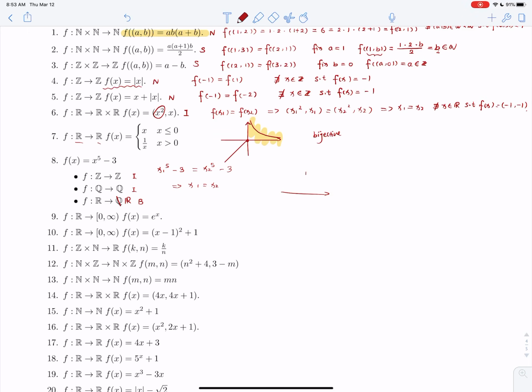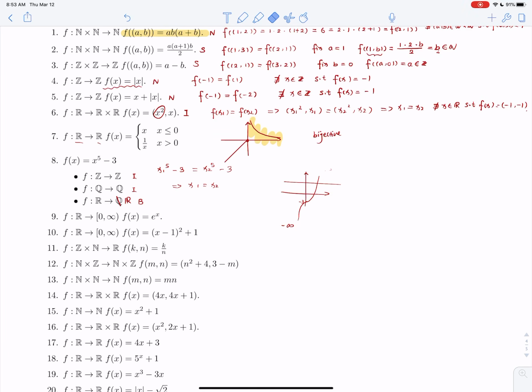Well, if you draw the graph, the graph should be easy for everyone. Why? Well, we all know what x to the 5 looks like, and you move it down. This is minus 3, so the graph should be something like this. Okay, and you do the horizontal line test, you'll see that it's injective. Also, it goes from negative infinity to infinity. So when our domain and codomain are real numbers, this is bijective.